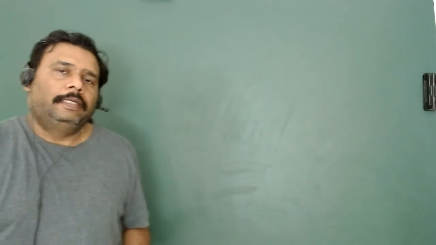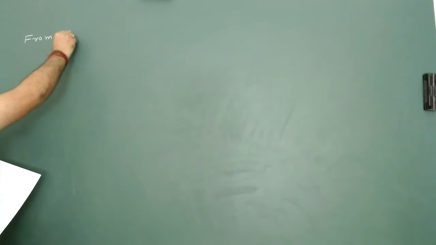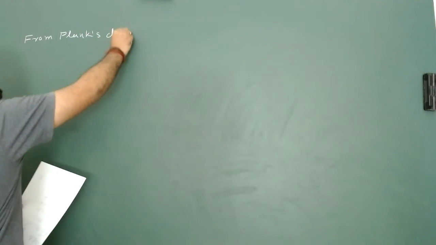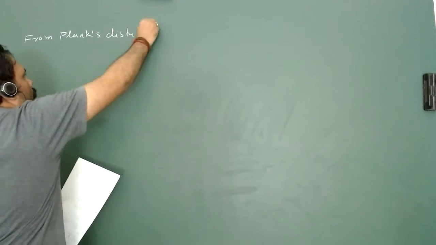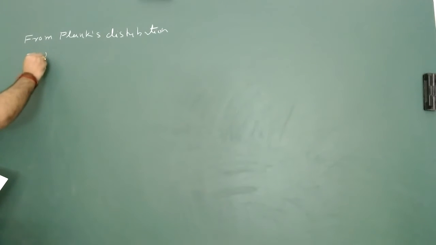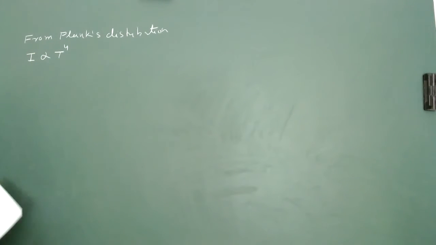So let's go for the next problem. What we just want to know is the intensity. We have to derive it from the Planck distribution. From the Planck distribution, we have to prove that intensity is proportional to T to the power 4.